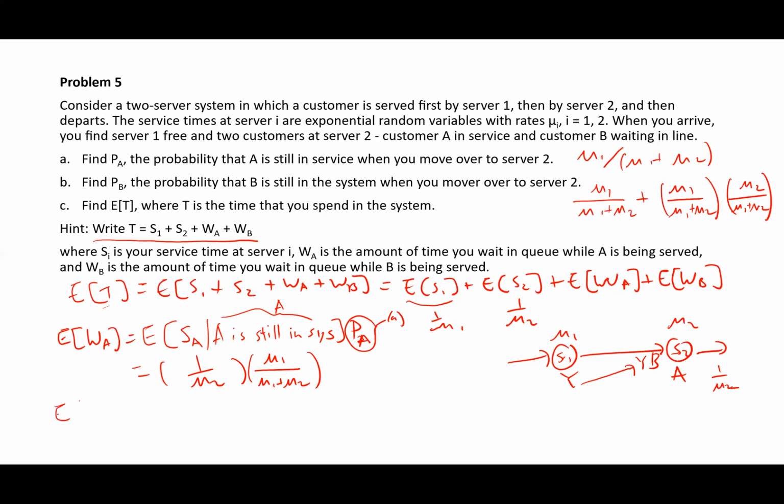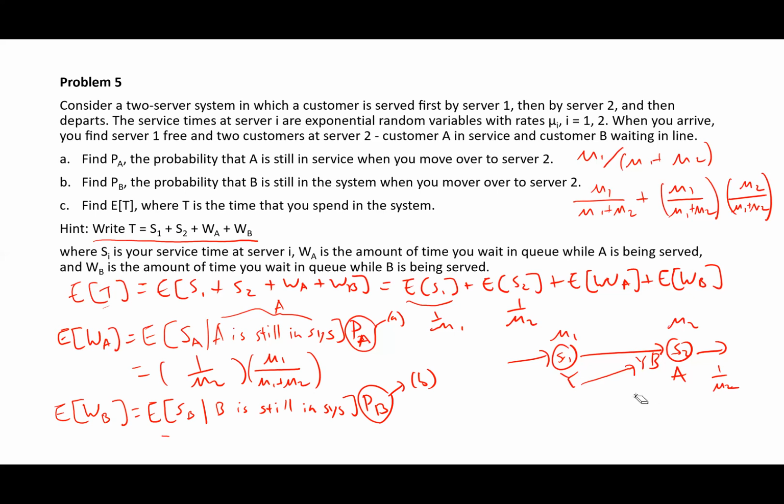Okay, the same logic applies for the waiting time for person B. It's the expected service time for B, times the probability that B is still in the system. And again, this part we got from part B, right?